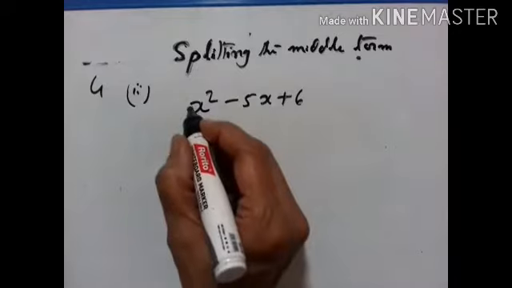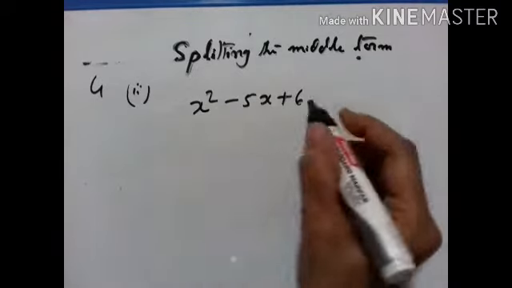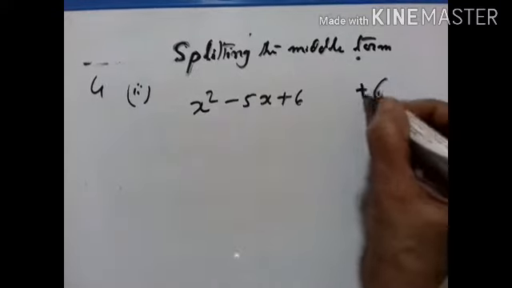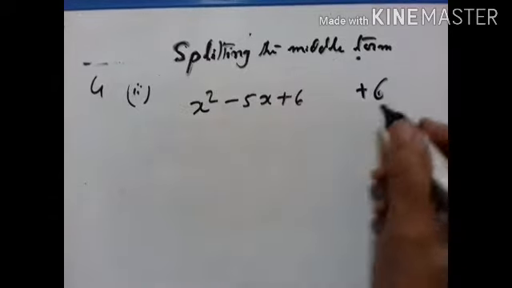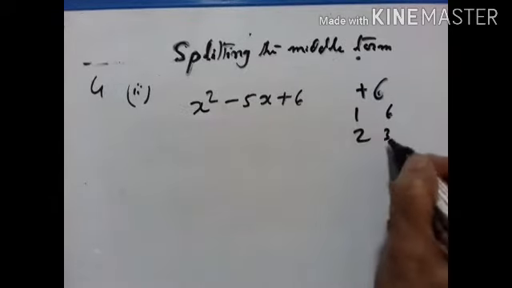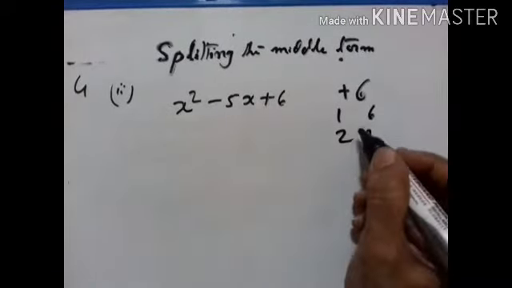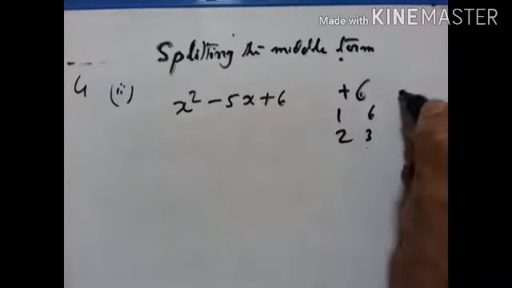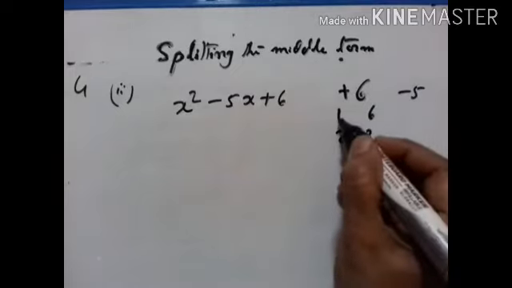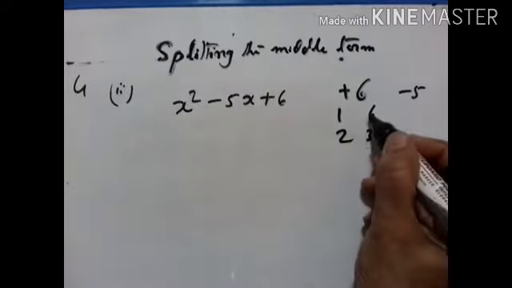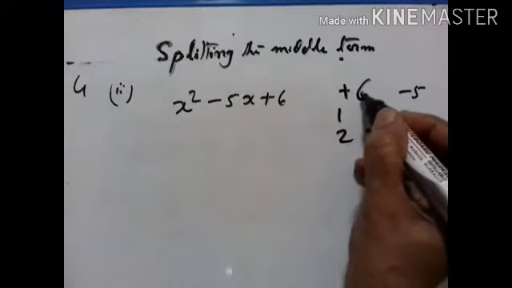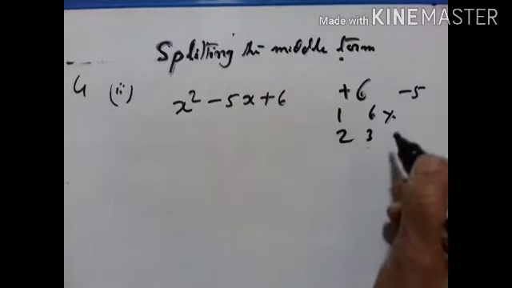Here the coefficient 1, here 6. 1 into 6 is equal to 6. This is plus 6. Now we have to split this in such a way that we get minus 5. What can we do here to get minus 5? Minus 6 plus 1 is equal to minus 5. But minus 6 into plus 1 is not plus 6. So we cannot take this.